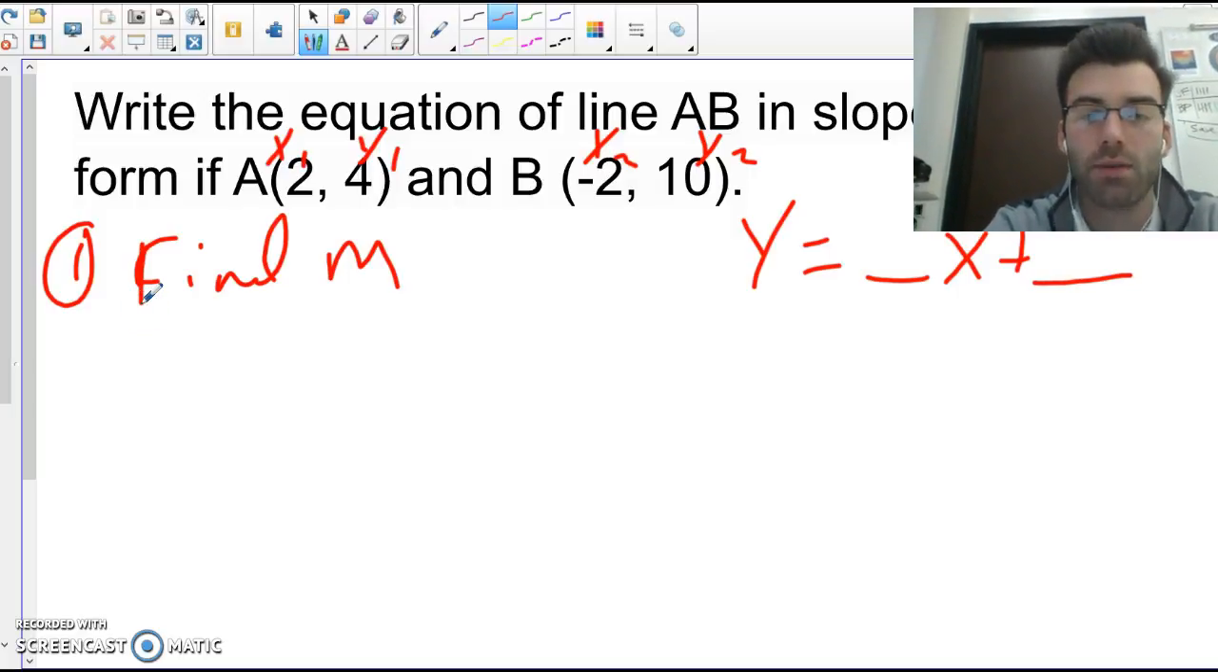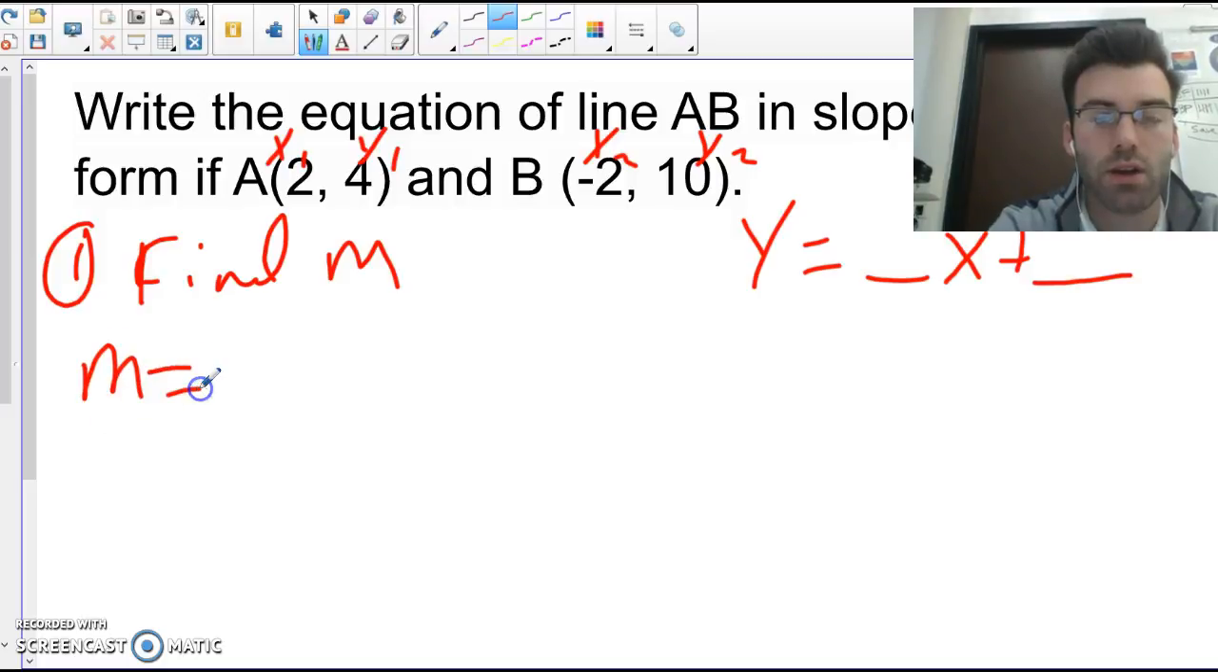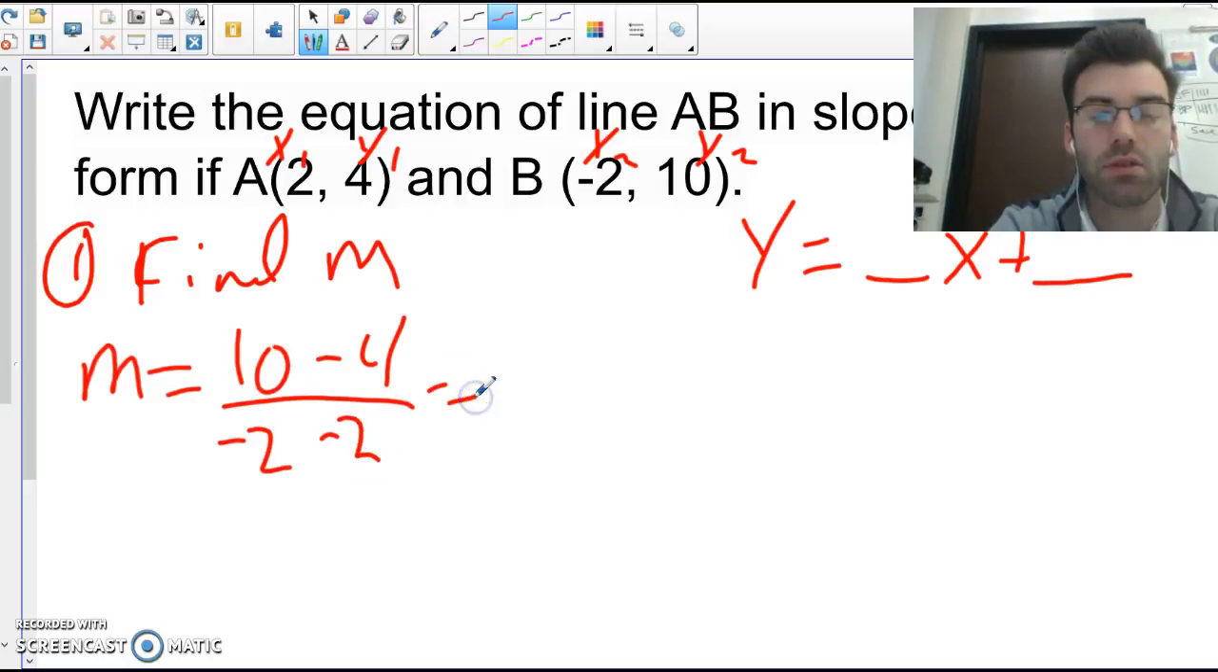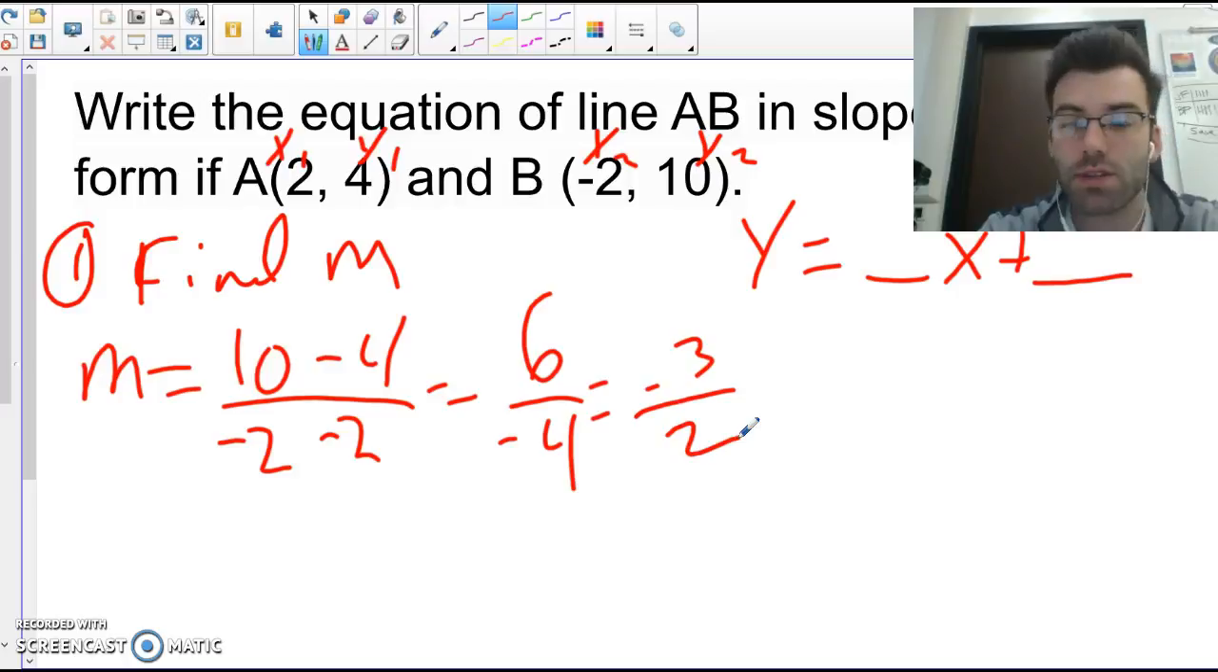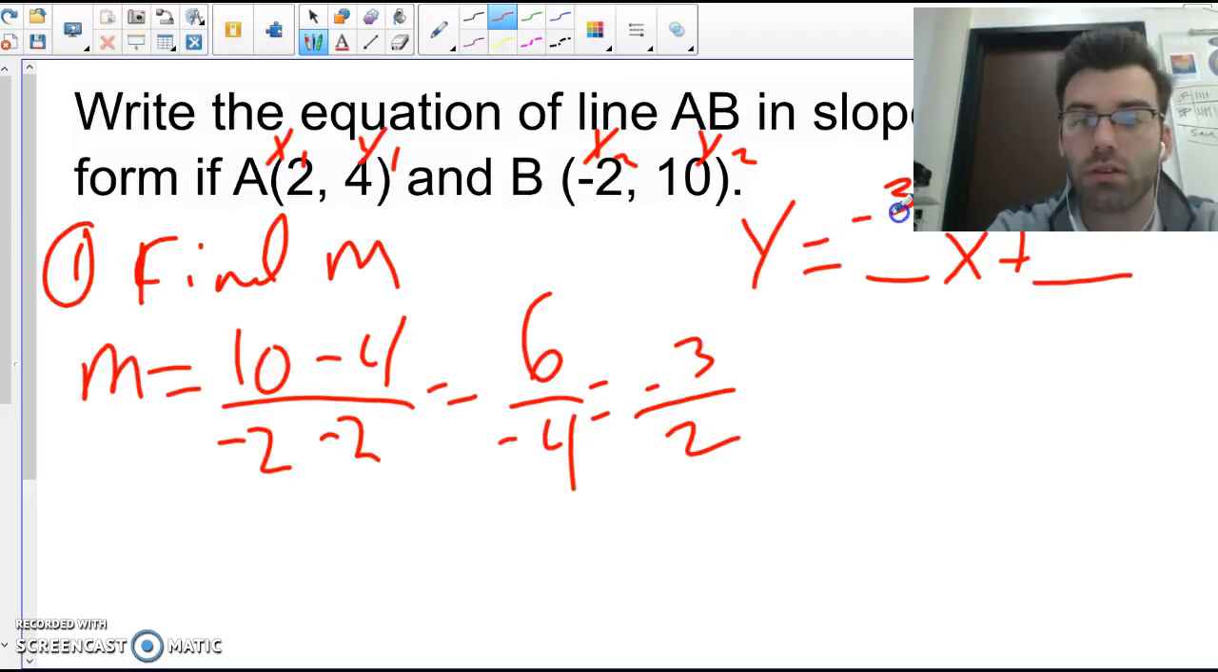All right. So to find m, I do y2 minus y1. That's 10 minus 4 over negative 2 minus 2. 10 minus 4, that's 6. Negative 2 minus 2 is negative 4. You reduce that, always reduce, reuse, recycle. So m is negative 3 over 2. Okay, so I can plug that in, negative 3 over 2.